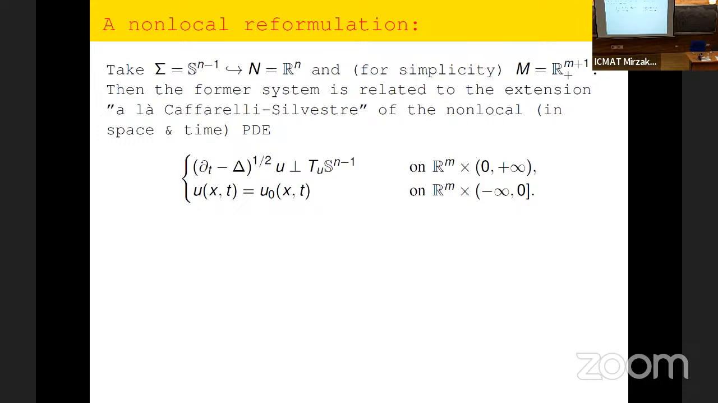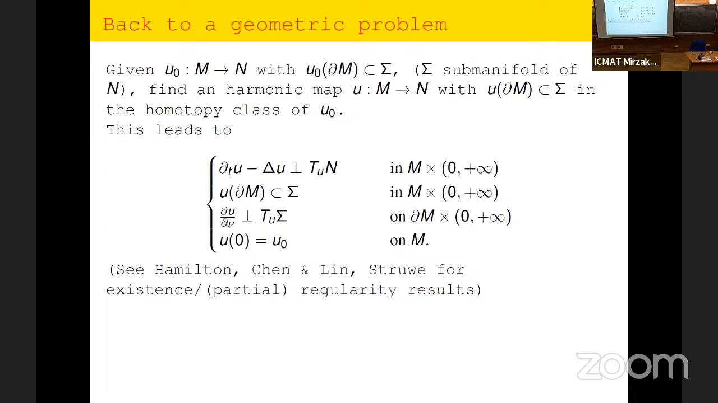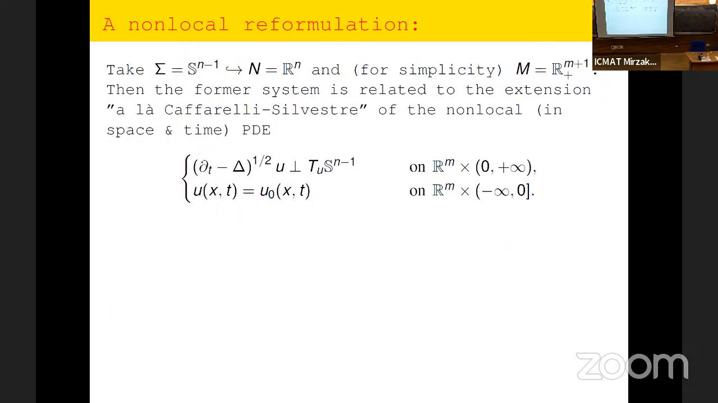Now it turns out that if you look at this system with N to be Rn and sigma to be the sphere, well, it turns out that this equation is related to a kind of Caffarelli-Silvestre extension of this non-local PDE. Now, here non-locality is in space and time. So you are taking the square root of the heat operator.